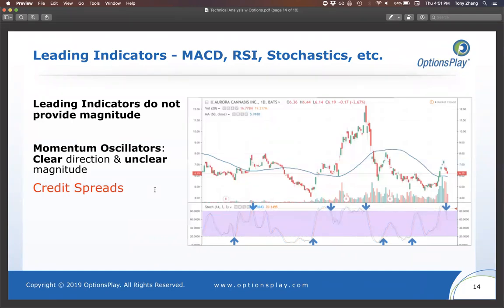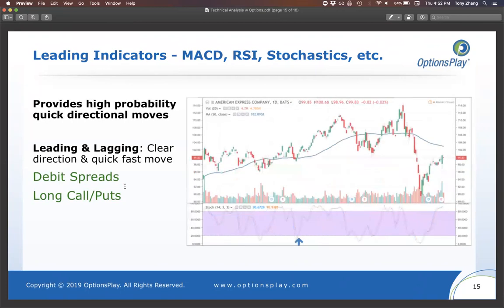If you use these leading indicators like these momentum indicators, please, when you get that buy or sell signal, don't go buying that stock, don't go buying that call or put. Sell a credit spread, because that is the only strategy that allows you to profit when you have a clear sense for direction, but you don't have a clear sense for magnitude.